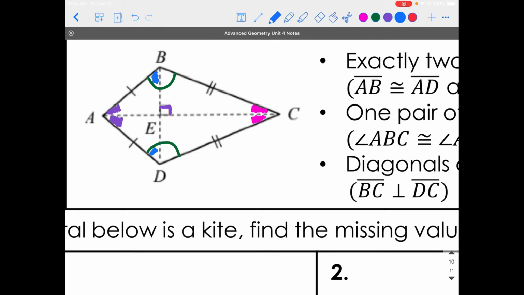All right, this angle and this angle are the same. So angle ABD is congruent to angle ADB. And lastly, this angle and this angle are the same. So angle CBD is congruent to CDB.